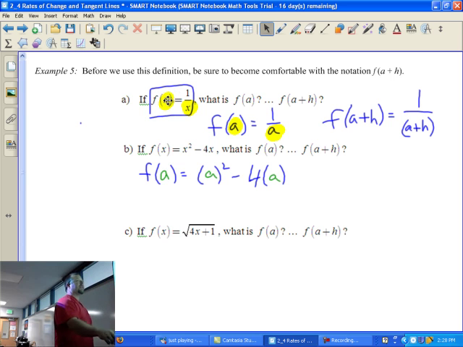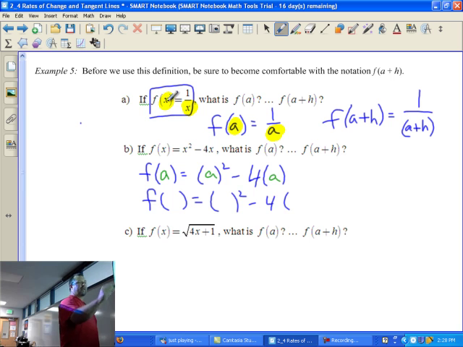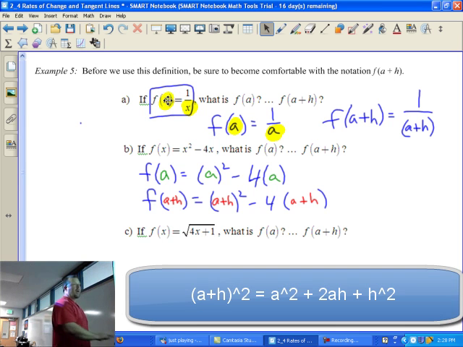And if you notice how I'm doing this, some of you may want to take the same approach. f of x equals x squared minus 4x. We put it in parentheses, and then what are we going to plug in? We're going to plug in a plus h, which means we square a plus h. And be careful, you've got to FOIL that out, or just know how to do it. I would suggest learning the shortcut. And then we're going to plug in a plus h.